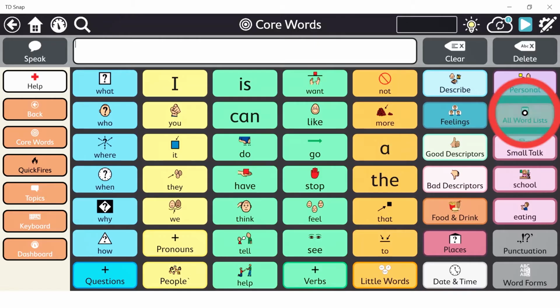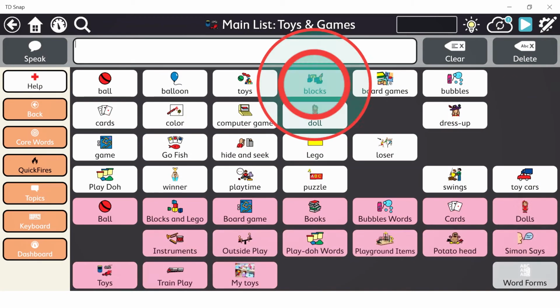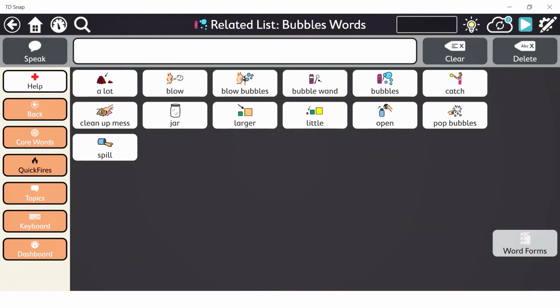So for example, something that my daughter and I did a lot is if you go into here, the all words, toys and games, go down here to this pink button that says bubbles. It is a page that has words that all have to do with blowing bubbles. So bubble blowing is something that my daughter and my other children and I do on a regular basis.